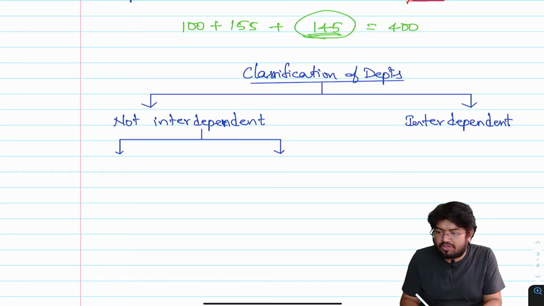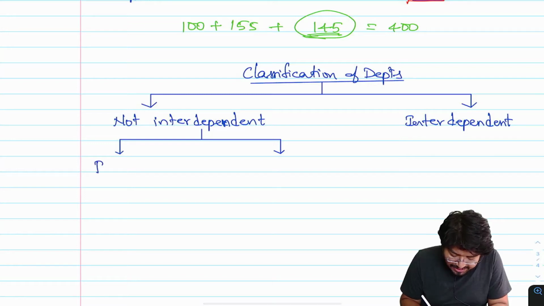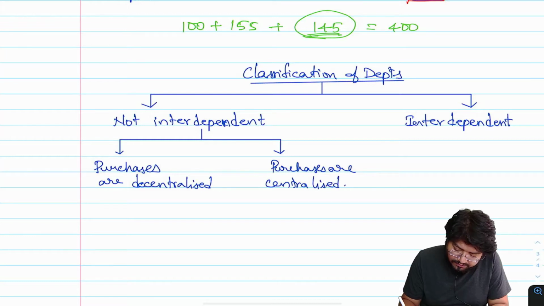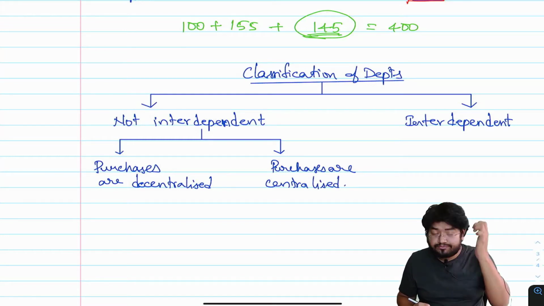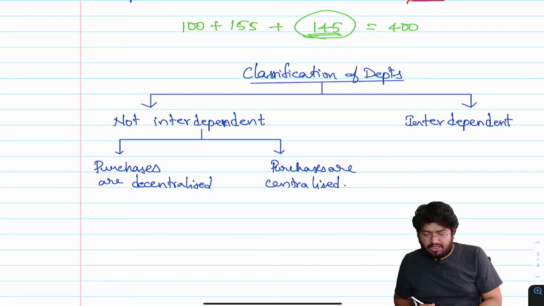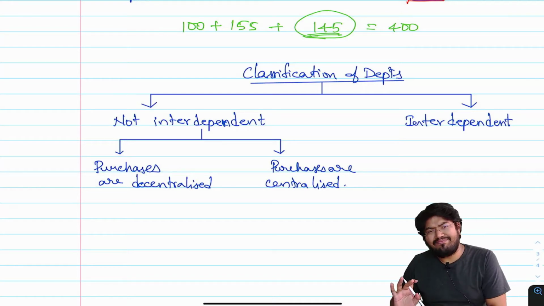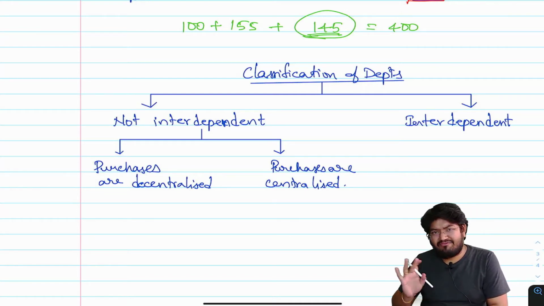Okay. One is where the purchases are decentralized. Second, where purchases are centralized. Okay. Now, if this be the case, let's understand each of these independently and how accounting would be done inside this. With that, we are actually done.